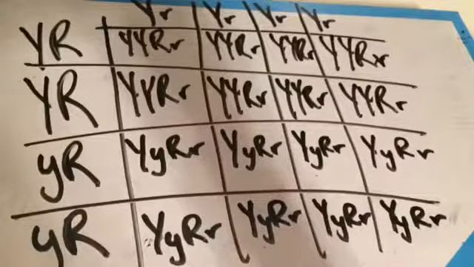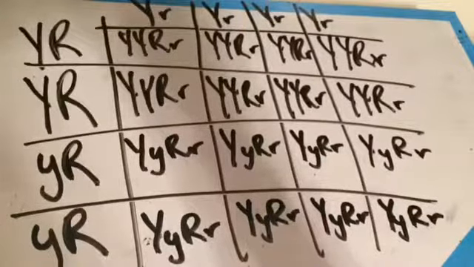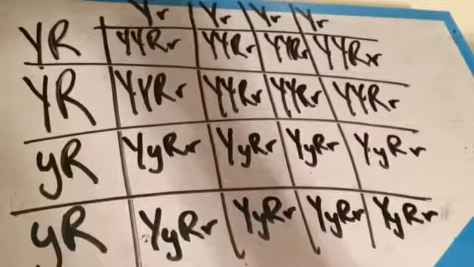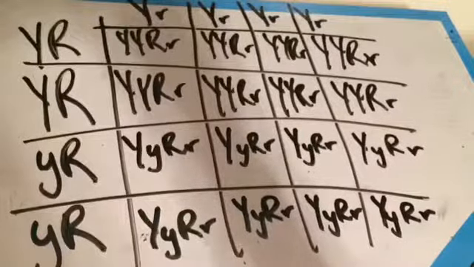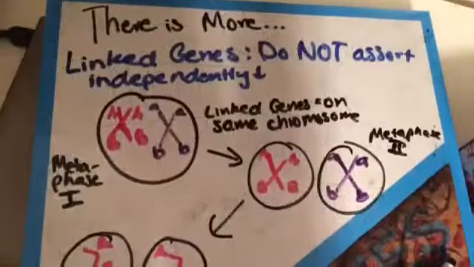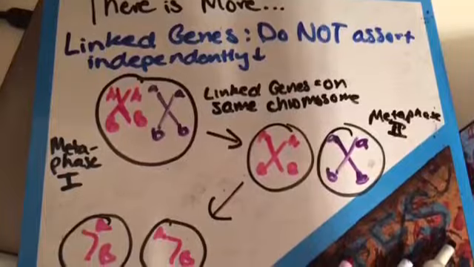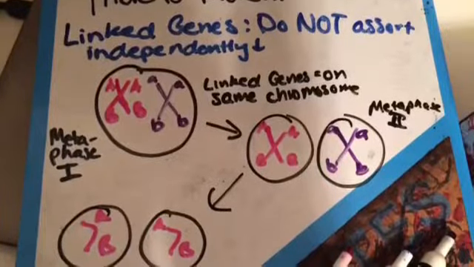The final Punnett square, a cross between the mom and the dad's traits, shows all the possible genotypes and phenotypes of a potential offspring. One exception to independent assortment is linked genes. Linked genes are located on the same chromosome.